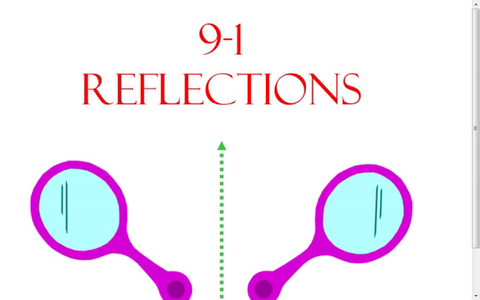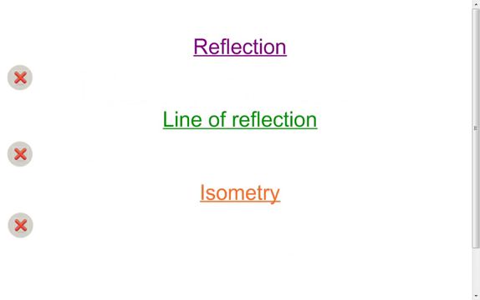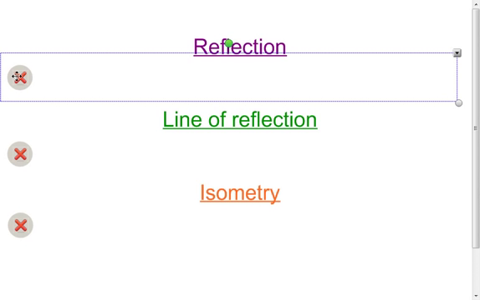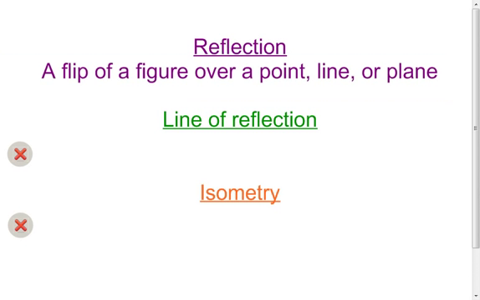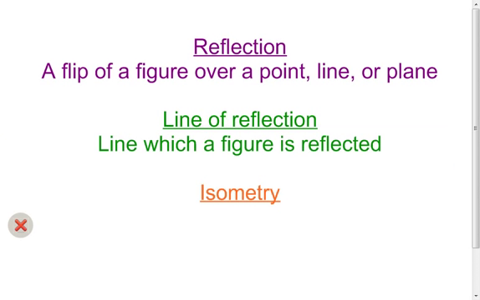I'm going to talk about reflections in this lesson. Another name for reflections would be flip. So by definition, a reflection is a flip of a figure. It could be a point, it could be many different things, where you flip it over a point, a line, or a plane. Now the line of reflection is that line that we actually flip the figure over.